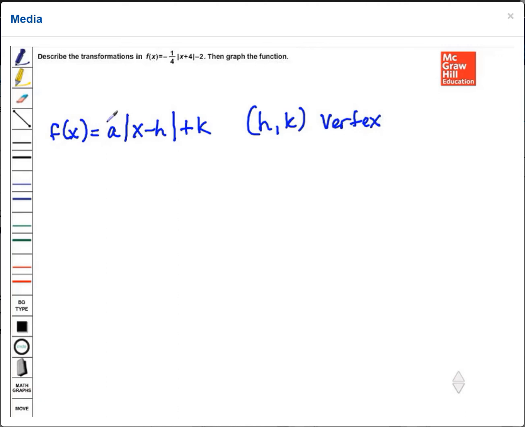A is a number that's going to determine whether this opens up or down, and it will also tell us if this is a wide or a thin graph, whether it's stretched horizontally or stretched vertically, in other words. So let's take a look at our equation.